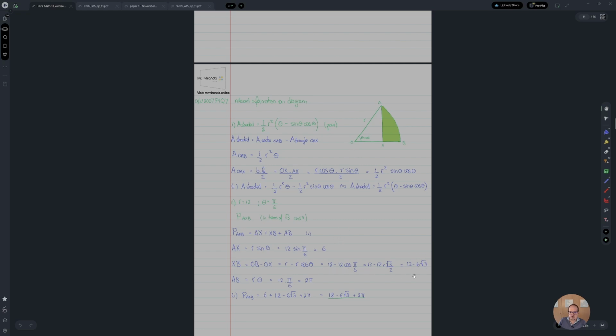So that's what you're going to end up with. And AB is just this arc given by the formula. You know the value of theta, you know the value of r, so it's going to be just 2 pi. So the perimeter is given by this expression over here, simplified, and this is what you get.